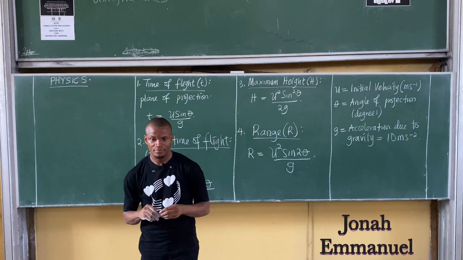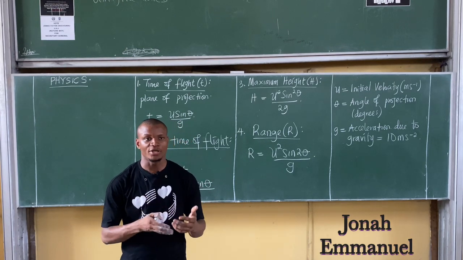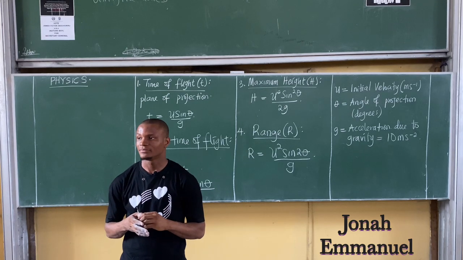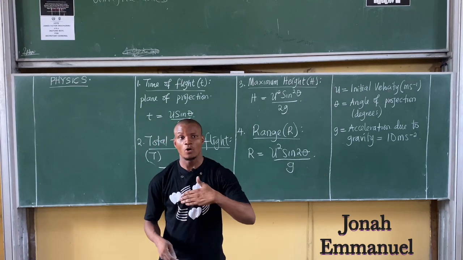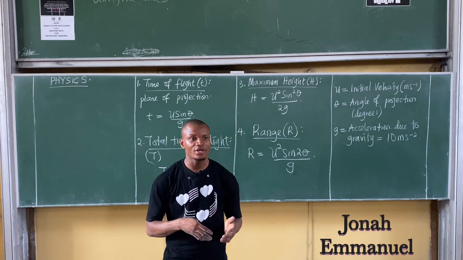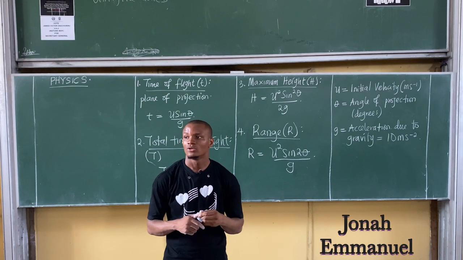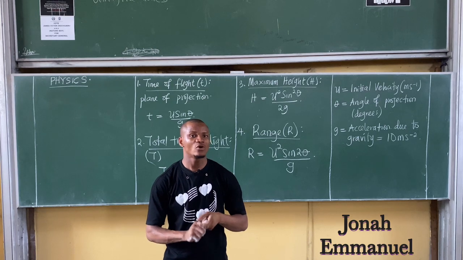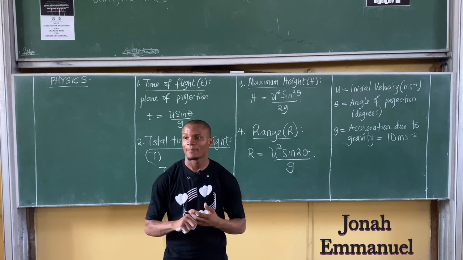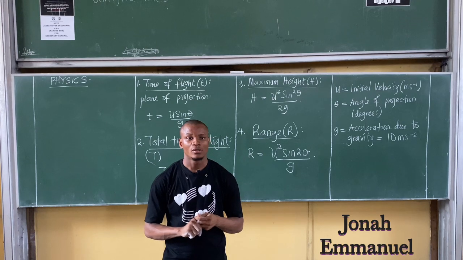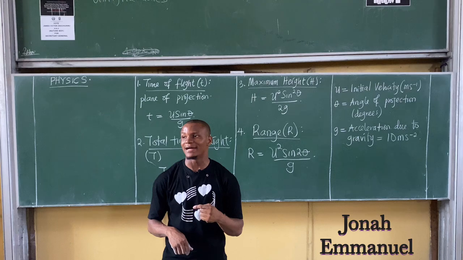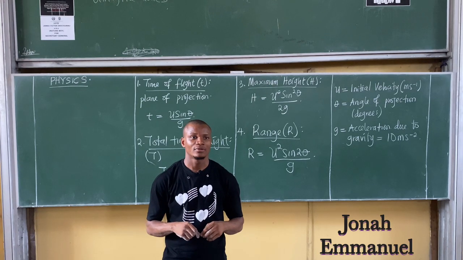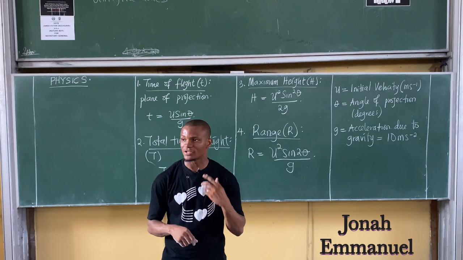For a body or a projectile to cover a maximum horizontal distance, the body must be projected at 45 degrees. The body must be projected at 45 degrees.